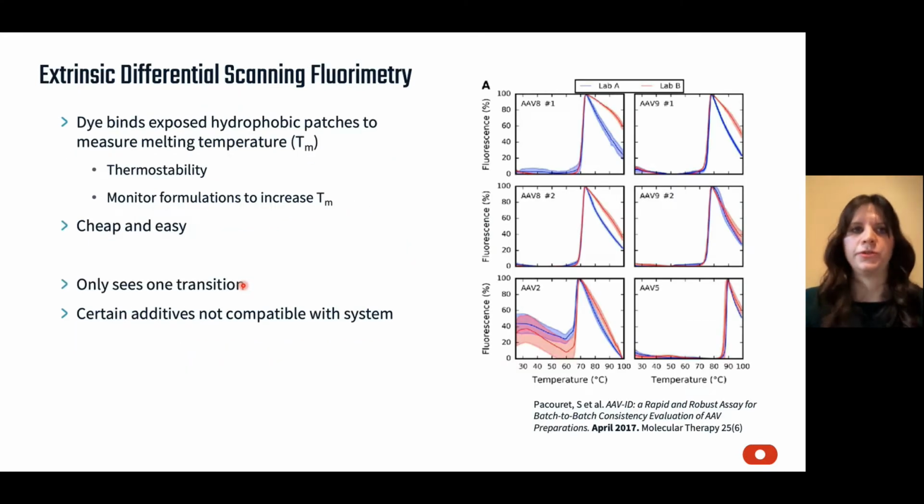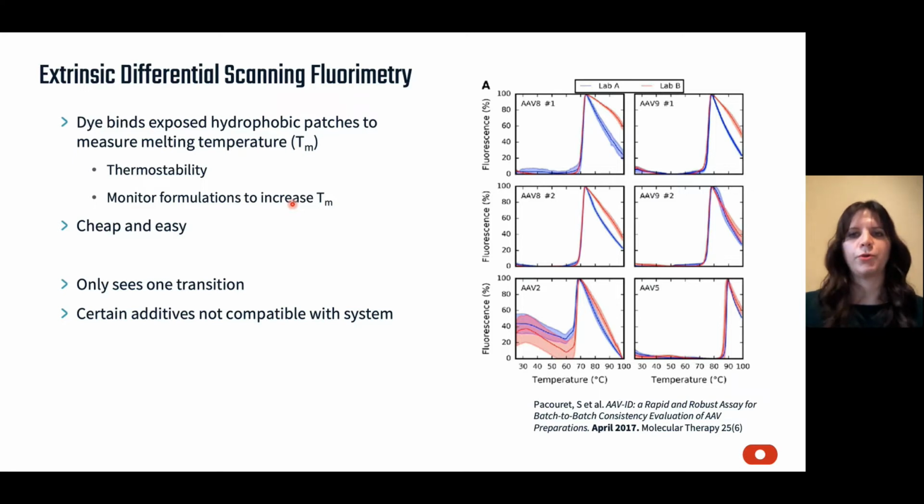Next up, we have extrinsic differential scanning fluorimetry. This is commonly done with Sypro Orange dye, which binds to the hydrophobic patches of a protein and therefore can be used to measure the melting temperature. So as a protein unfolds, it binds to the newly exposed hydrophobic patches and gives a signal. This allows you to optimize your formulations to attempt to increase that melting temperature.